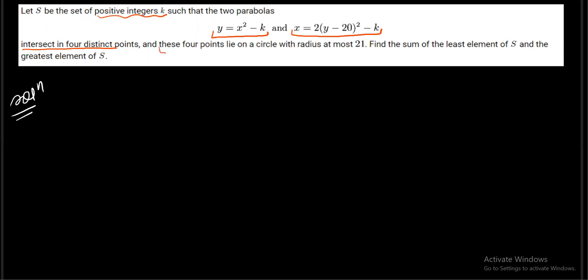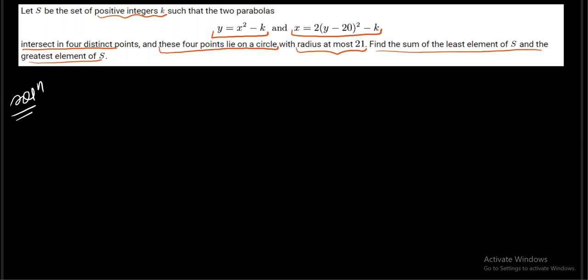And secondly, these 4 points lie on a circle. This is the second condition, that all the 4 points of intersection must be concyclic. And the conditions don't end here. Further, the radius of that circle should be at most 21. So many different conditions here. Using these conditions, you have to get all the possible positive integral values of k. And once you get that set, the last part of the question can easily be solved.